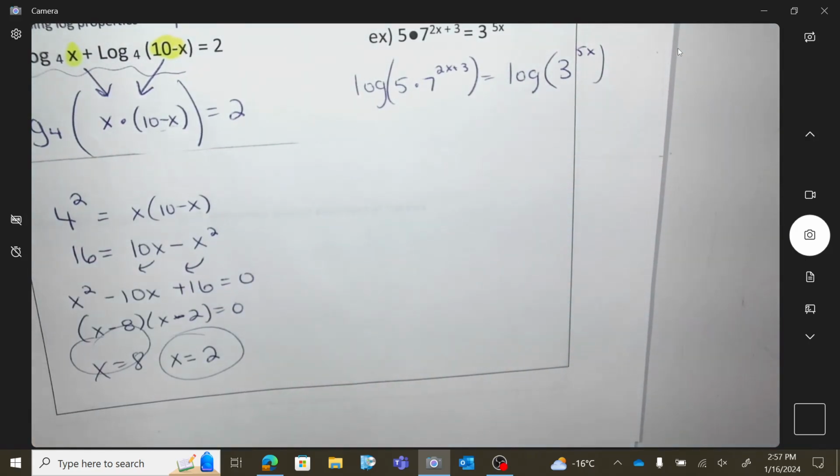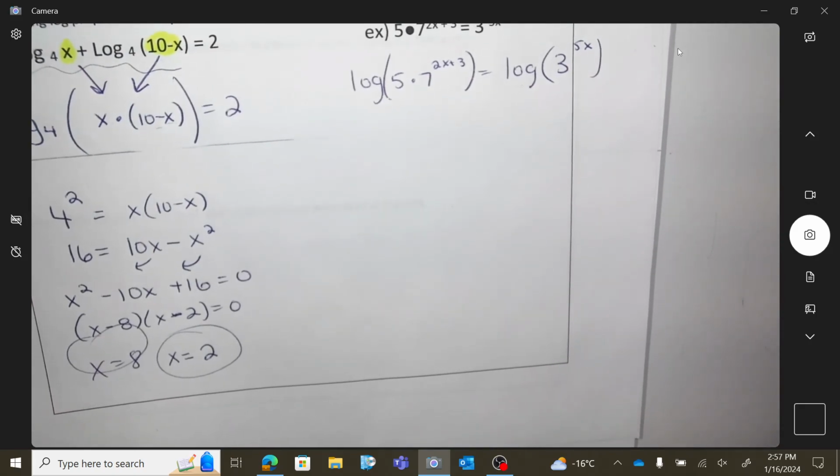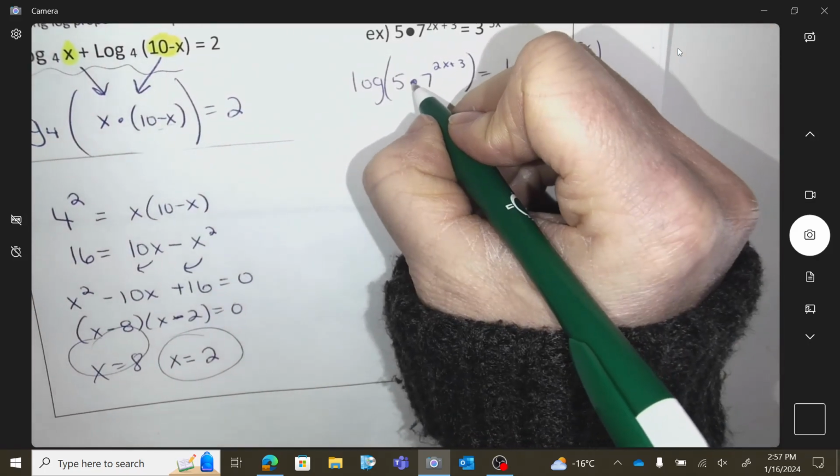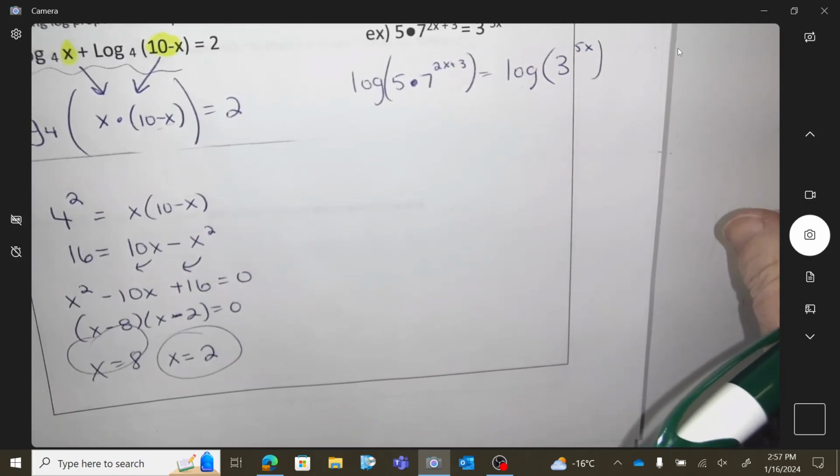Yeah, they kind of always. So I log both sides. Okay, here comes the big part. You need to make sure the rules here. You have to have the rules down pat.